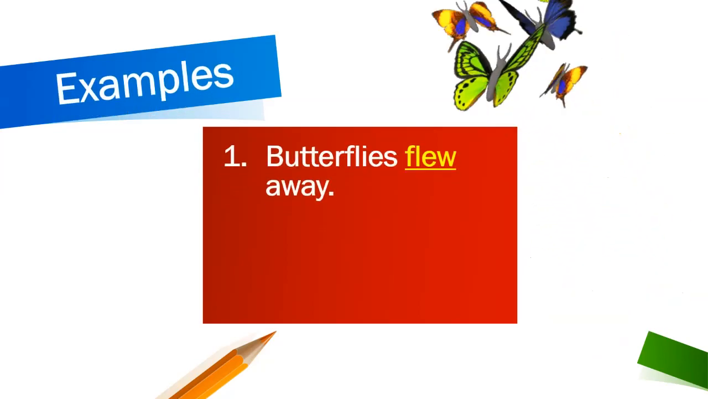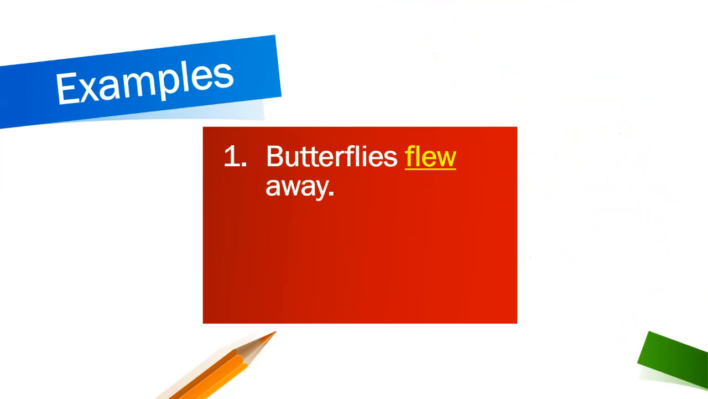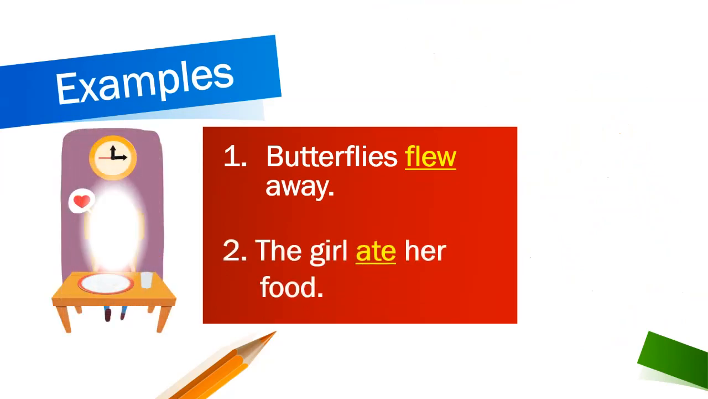Examples, the butterflies flew away. Here the verb given was fly, but they have already flown away, they have gone. All right, so we changed the verb over here, the verb fly to flew. We changed the spelling of these verbs. The girl ate her food. The girl is not eating. She has already finished eating her food. So we change the verb eat into ate.